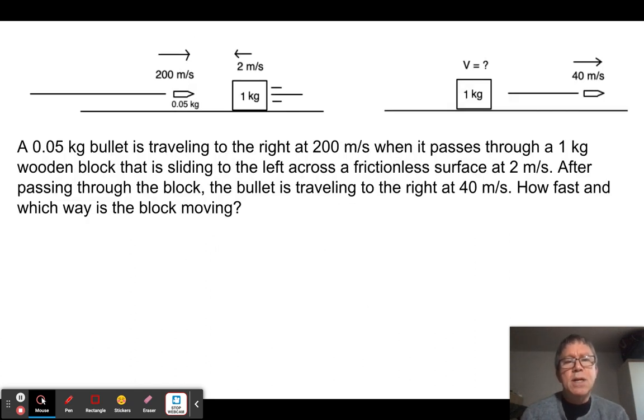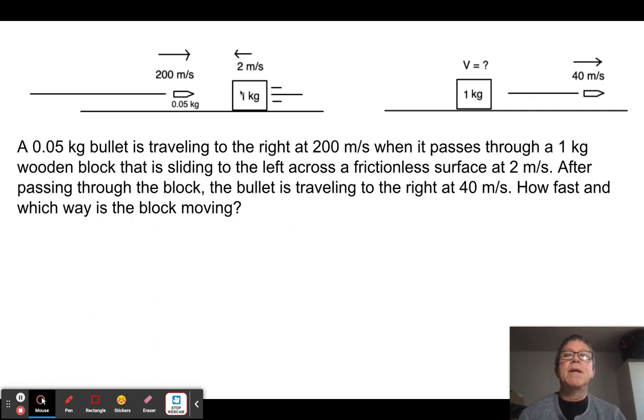And last one, we'll try this one. Sometimes we'll have these kind of weird ones where like a bullet passes through a block of wood. For some reason, I really like these problems. I don't like guns. I don't like bullets, but I do like these kind of problems. So I have a 50 gram or 0.05 kilogram bullet traveling to the right in the positive direction at 200 meters per second. I have a 1 kilogram block of wood that's traveling at 2 meters per second in the negative direction. And when that bullet comes back out of this, it's slowed down to 40 meters per second.